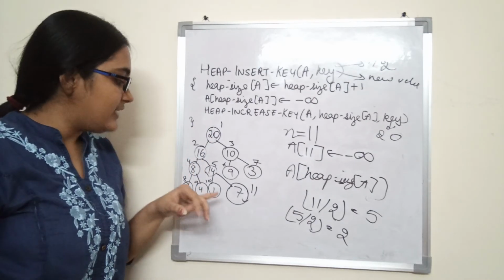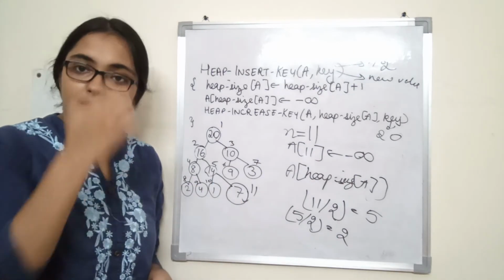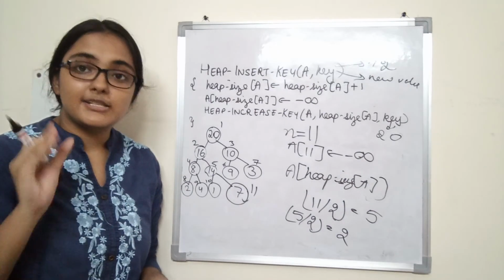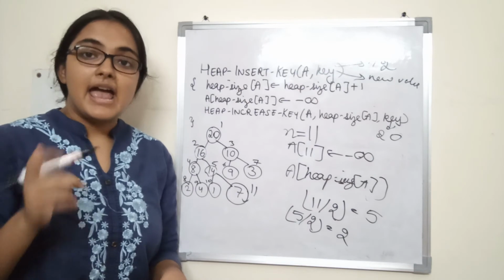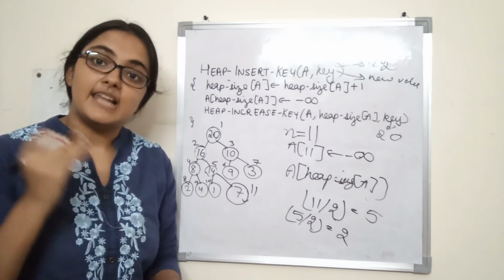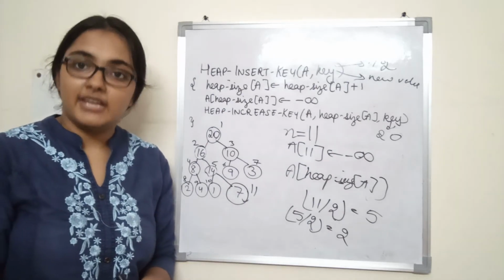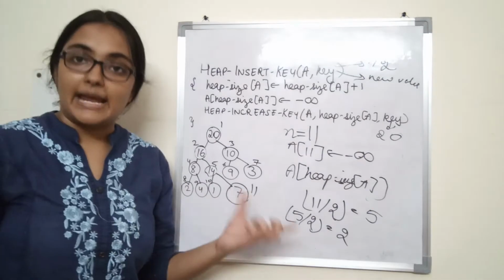So what we did is we inserted a new element, and what is the new element? Minus infinity, that is the smallest possible value, and we made use of the heap increase key procedure, pretending as if we are trying to increase the value of an element present at the last, that is A of heap size of A. So we just did it.